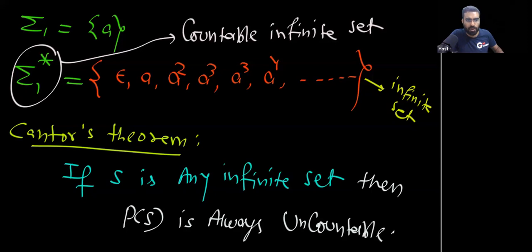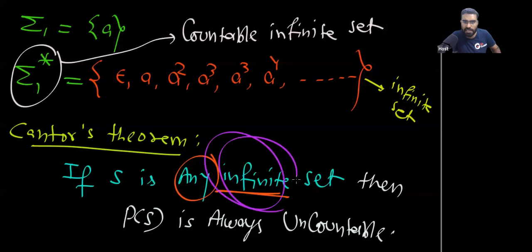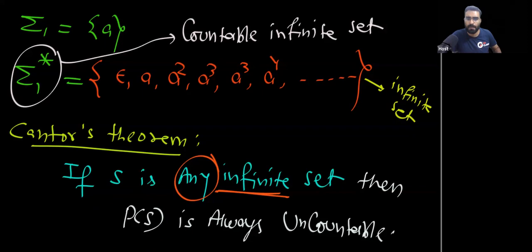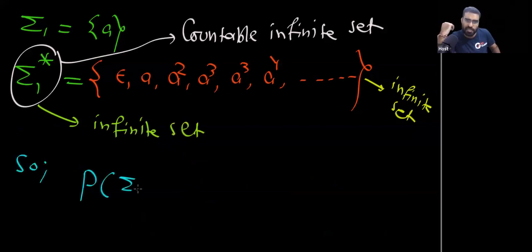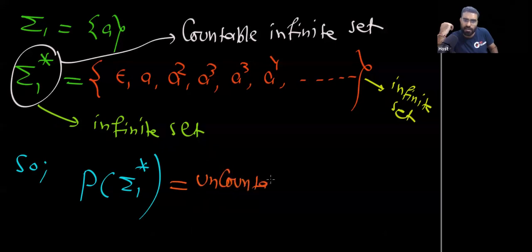In Cantor's theorem, we have seen that if S is any infinite set, then the power set of S is always uncountable. Now you can easily notice this is an infinite set. So what will be the power set of sigma 1 star? That is uncountable. Yes or no?